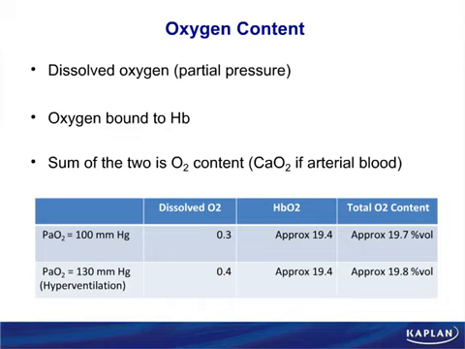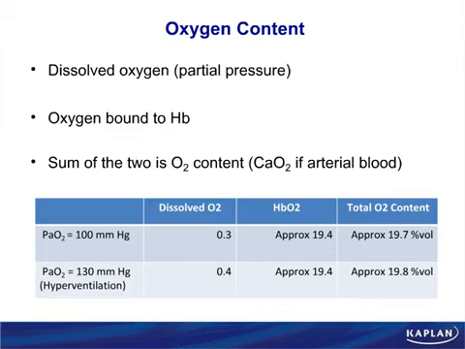Below is a table that shows that the amount dissolved is not very much. At a PO2 of 100, we have very little dissolved. But notice we have a lot bound to hemoglobin. The amount bound to hemoglobin is approximately 19.4 volume percent. But the two together is total oxygen content. So oxygen content is the sum of what's dissolved plus what's bound to hemoglobin. But clearly the major player here is what's bound to hemoglobin.